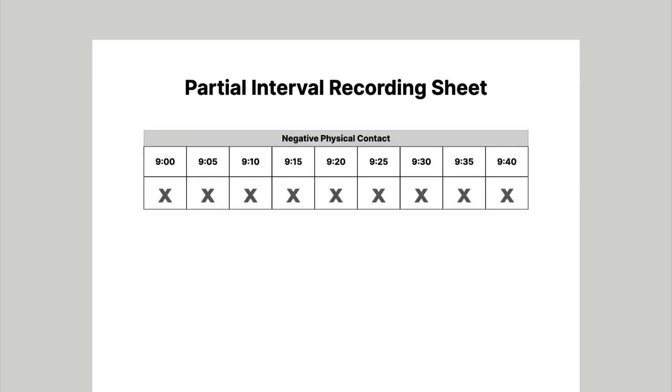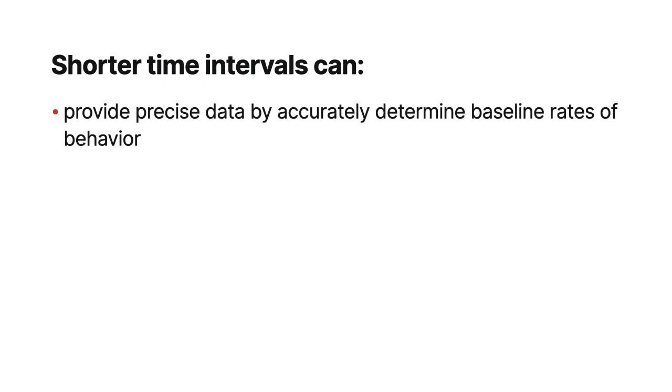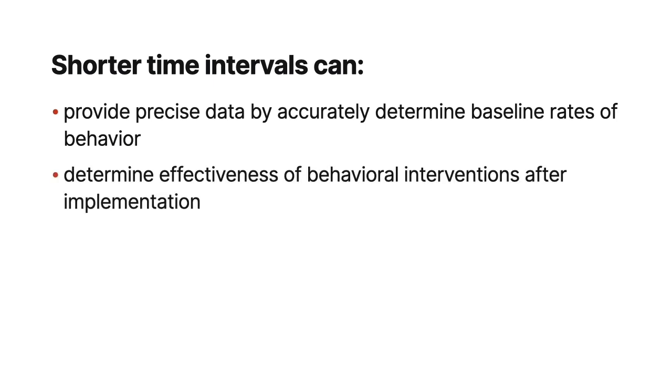A general rule for partial interval recording procedures is that if we realize that most or all of our boxes are marked with an X when we begin reviewing our data, we probably need to consider shorter time intervals. Shortening our time intervals to document intervals during which target behaviors do not occur, as well as time intervals during which target behaviors do occur, can provide us with the precise data needed to accurately determine baseline rates of behavior prior to intervention implementation, as well as the effectiveness of behavioral interventions after implementation.